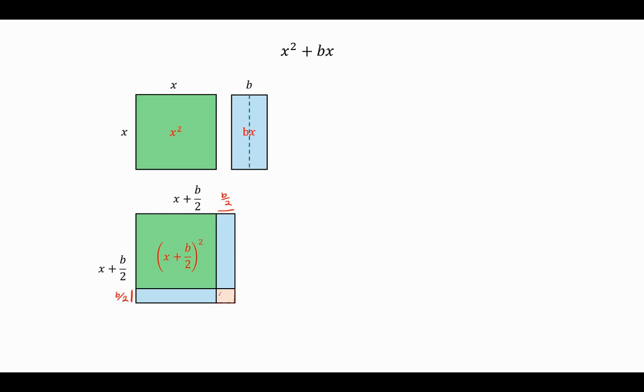So what's the area of this last little corner? Well, if this is b over 2 and this is b over 2, then this last little corner has the area b over 2 squared. You should hopefully see now that the shapes up the top, if we added the area of all of these shapes together, we would get the area of the big square down the bottom. So we can now say that x squared plus bx plus b over 2 squared is equal to x plus b over 2 all squared.